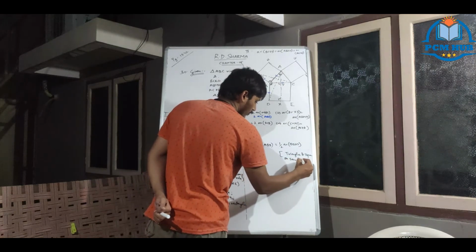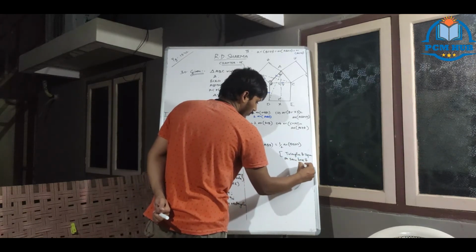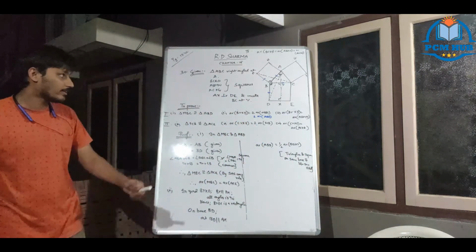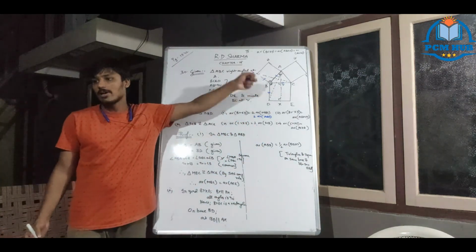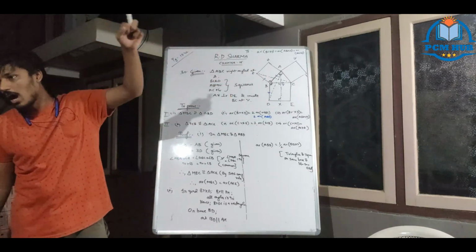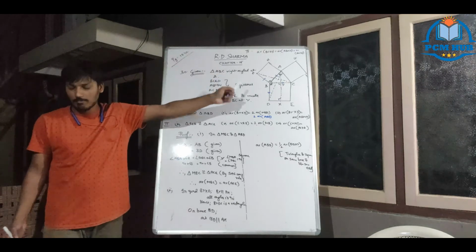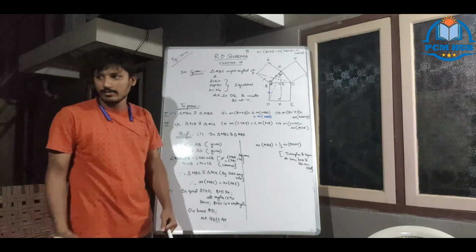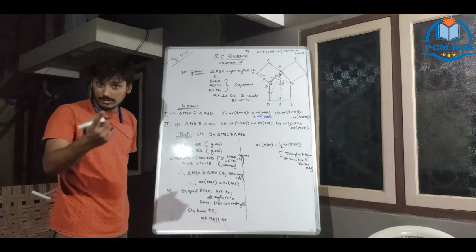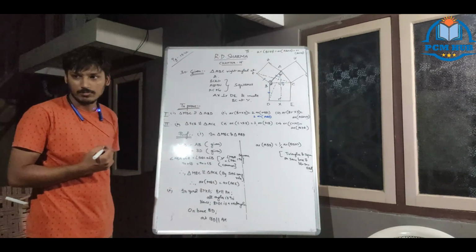Parallelogram and triangle between same base and same parallels. If a triangle and a parallelogram are on the same base and between the same parallels, then the area of the triangle is equal to half of the area of the parallelogram. Clear? That is what is required. It is recording now. Any problem?